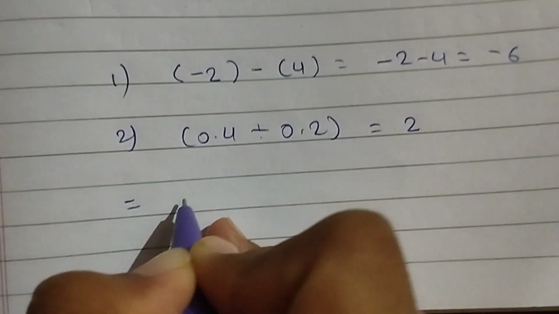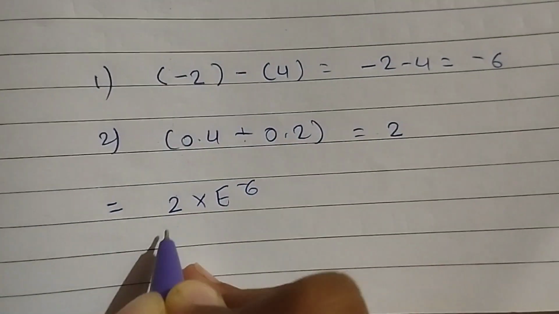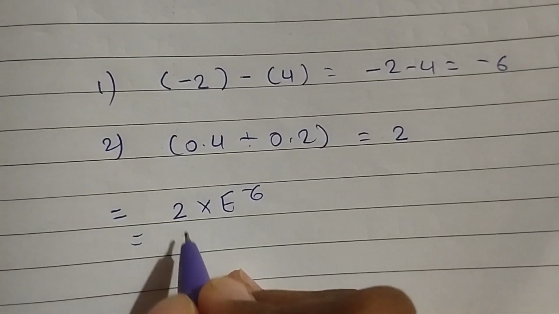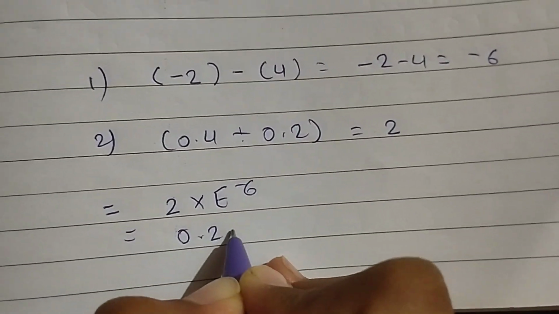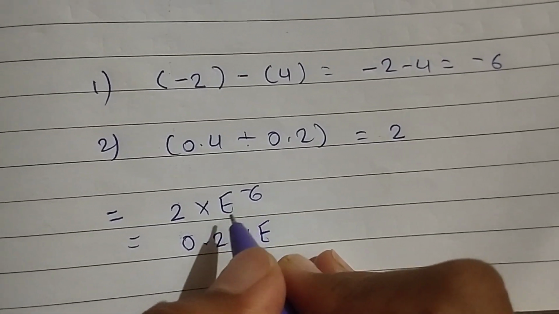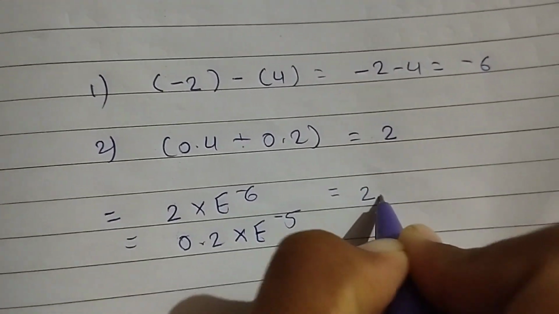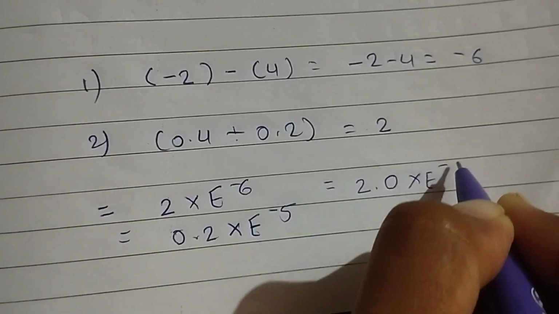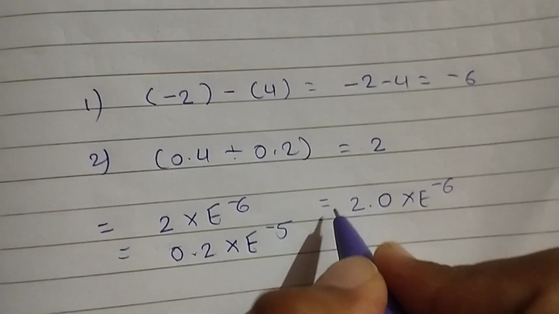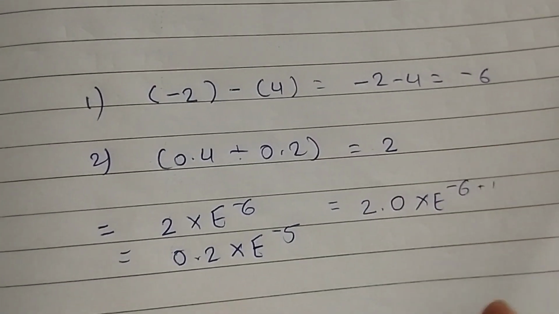So now we write the result, 2 into e raised to minus 6, and we normalize, meaning if we want the floating point, then we write 0.2 into e raised to minus 5, because this is now in the form of 2.0 into e raised to minus 6. So if we move this floating point to the left side, our exponent increases, meaning plus 1. So minus 6 plus 1 is minus 5.